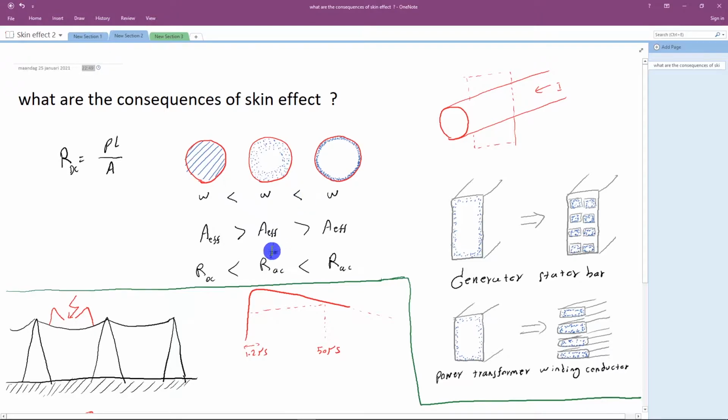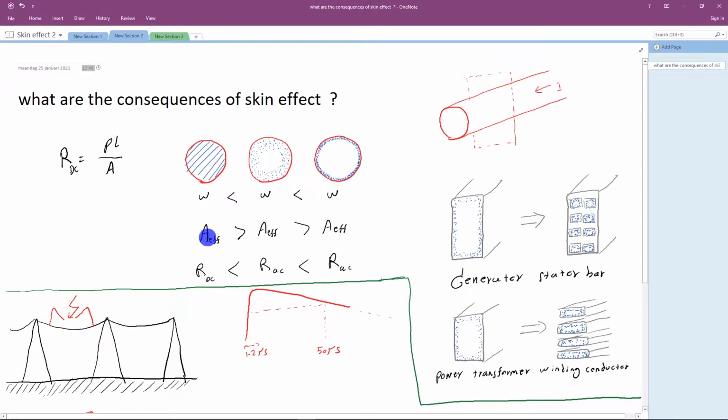However, in the case that we have a bit higher frequency, like in the middle case, the effective area that we use is not the actual cross section of the conductor. It's less than the actual cross section of the conductor. And if we increase the frequency even further, the effective area that we use to transmit current is even smaller.